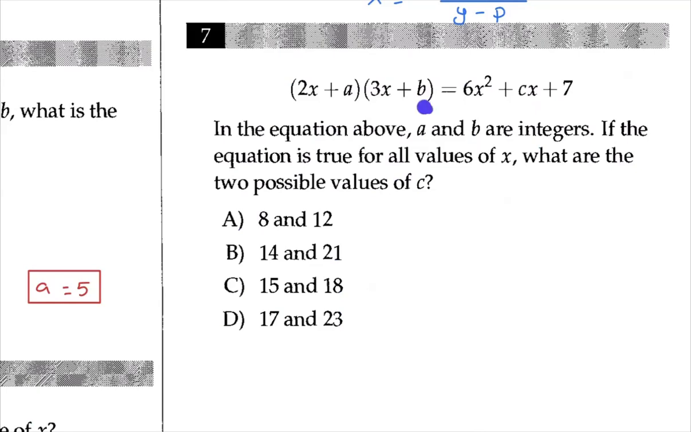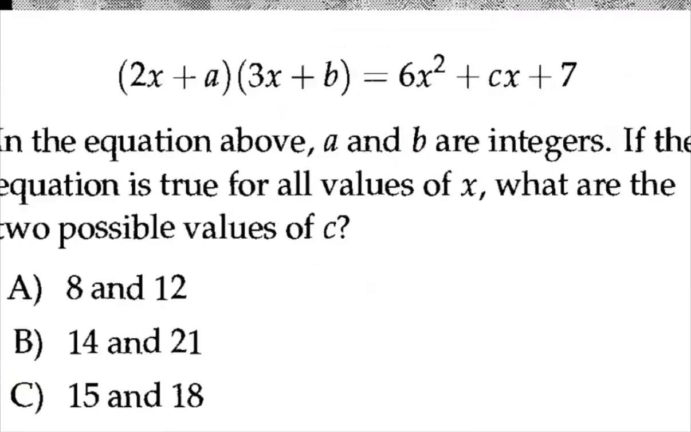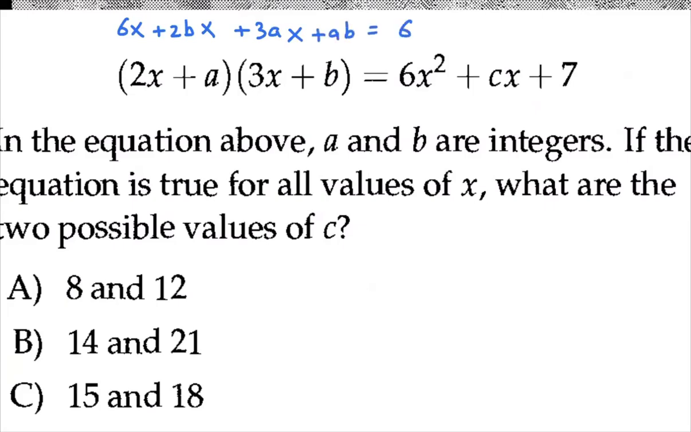Again, the first step, we need to expand this equation. Let's expand it. 2x times 3x is 6x squared, and 2x times b is 2bx. Then multiply a by 3x, so it will be 3ax. Guys, when we multiply, we write the constant first. So for example, here 3, and a is a constant, so I'm going to write the constant a, then x. a times b is ab. On the other side, don't touch, 6x squared plus cx plus 7.